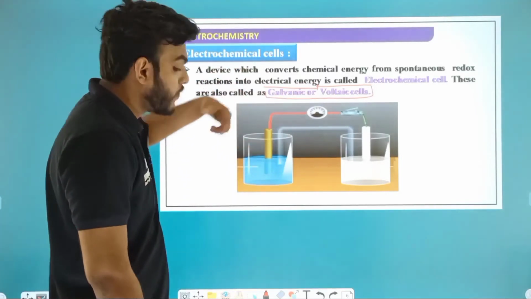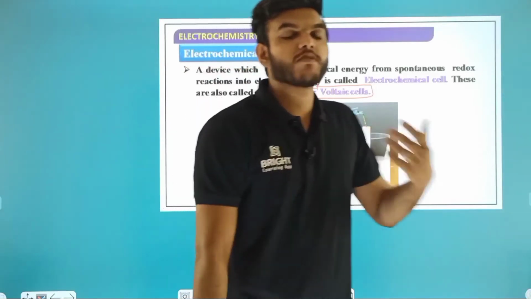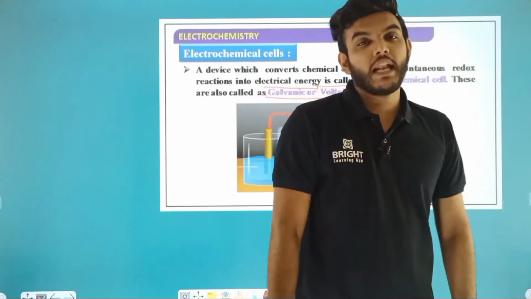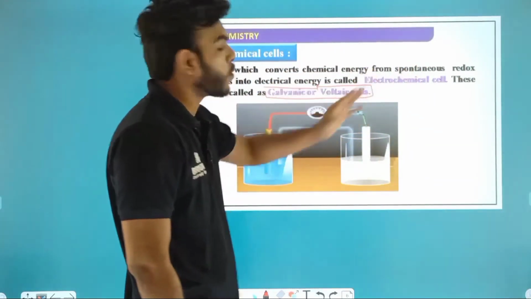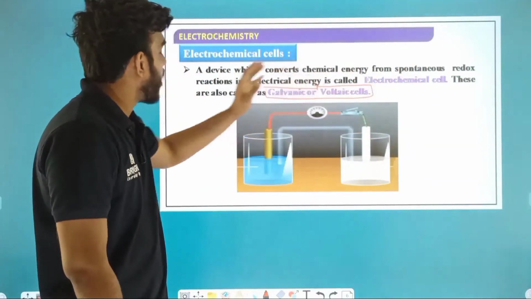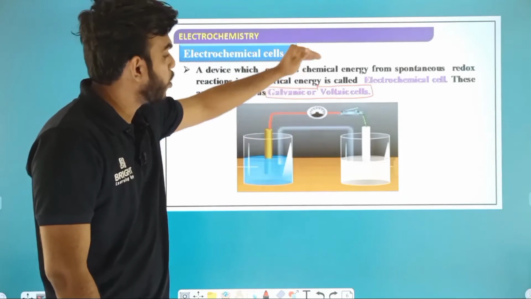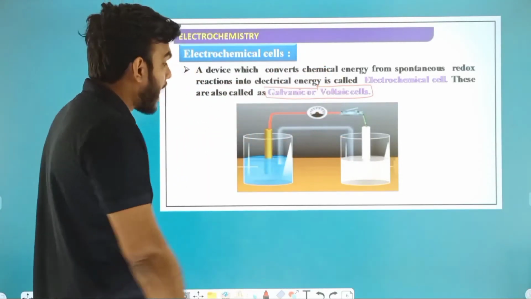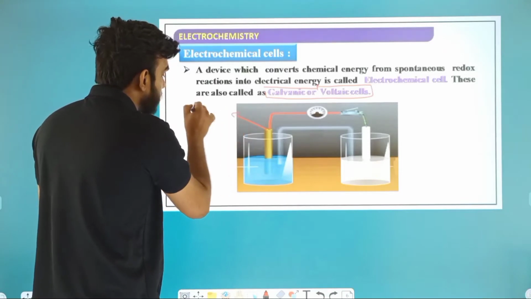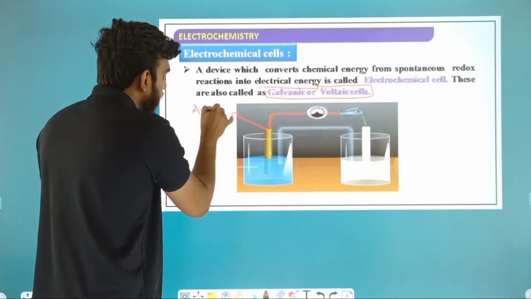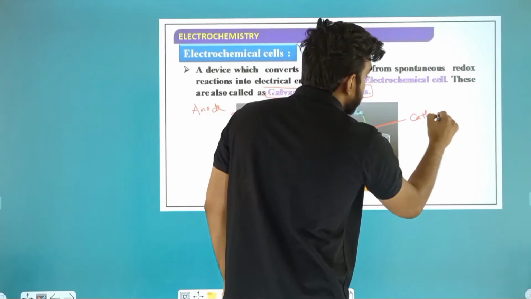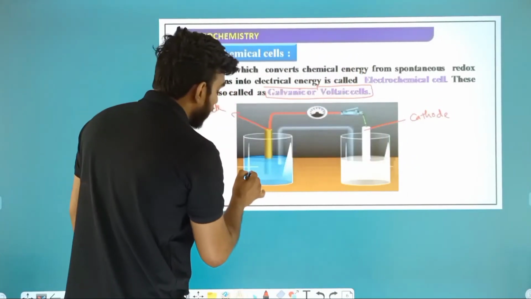So this is converting a spontaneous redox reaction, that is chemical energy into electrical energy, and that is known as the electrochemical cell. These are also known as galvanic cell or voltaic cell. This is the actual representation of this one. It will have an anode and a cathode. Anode will be present there, cathode will be present there, and there are electrolytes.